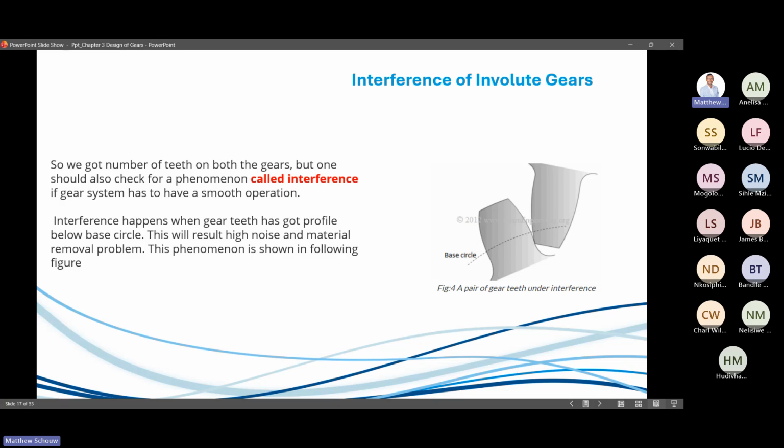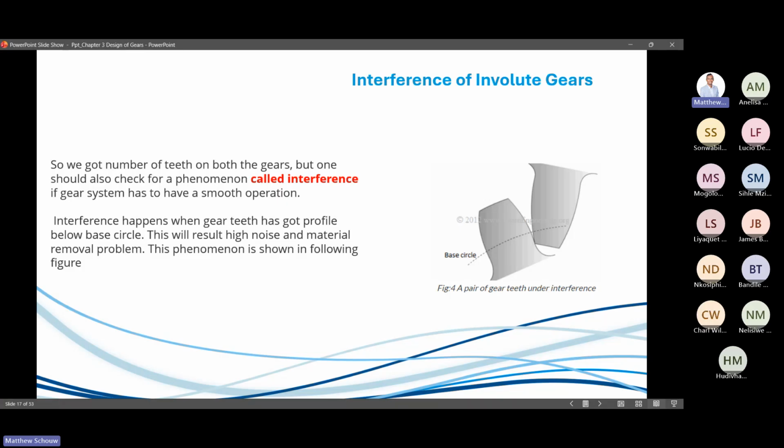And you will talk about something called interference. Now, what I'm realizing in this textbook, there are no equations produced for interference. So I'm not sure if you guys have covered this. But nevertheless, I'll just talk about it. It's something important that you must know when you're dealing with gear systems.